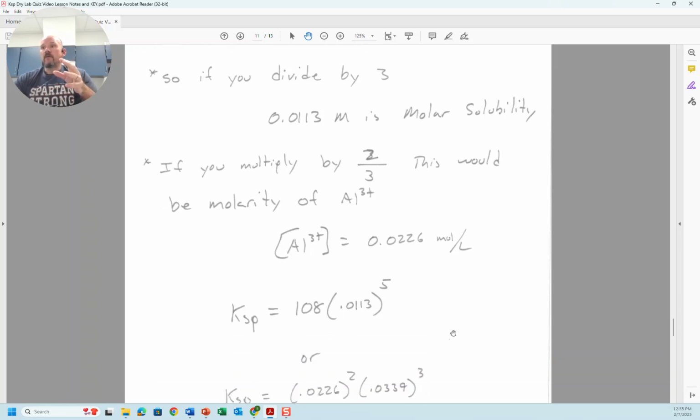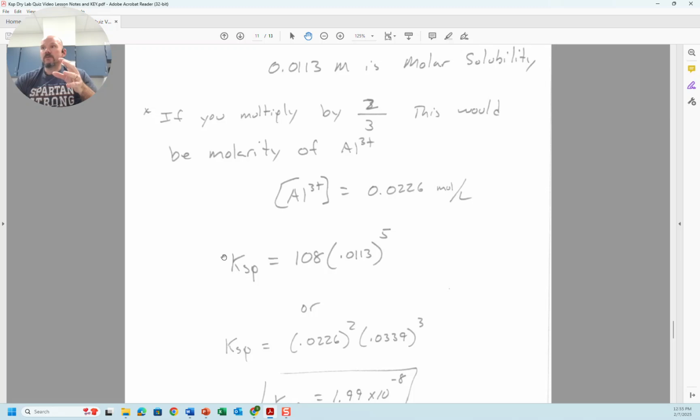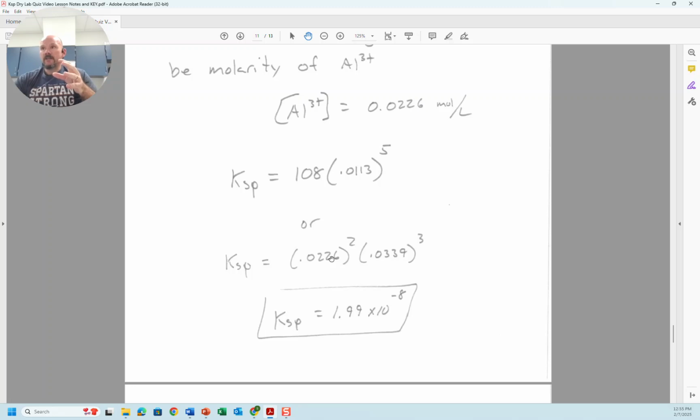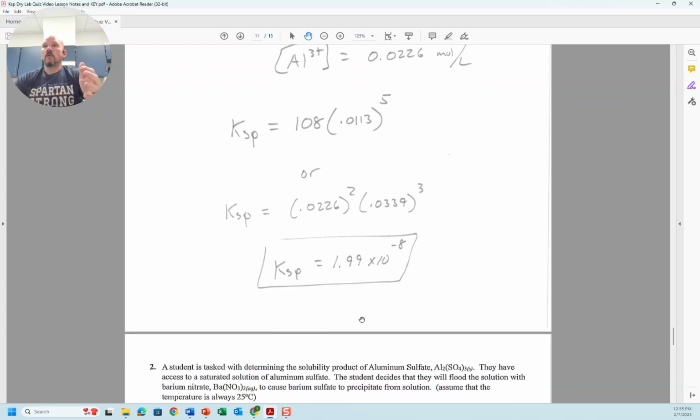Okay, if I wanted to use the shortcut, I plug in the molar solubility into the KSP shortcut, and solve for the KSP. Or I plug the aluminum ion concentration into the expression, but I can't forget to square it. And then I plug in the concentration of the sulfate ion, and don't forget to cube it. Okay, so either way, we get 1.99 times 10 to the negative 8 for our value of the KSP for aluminum sulfate. Okay?